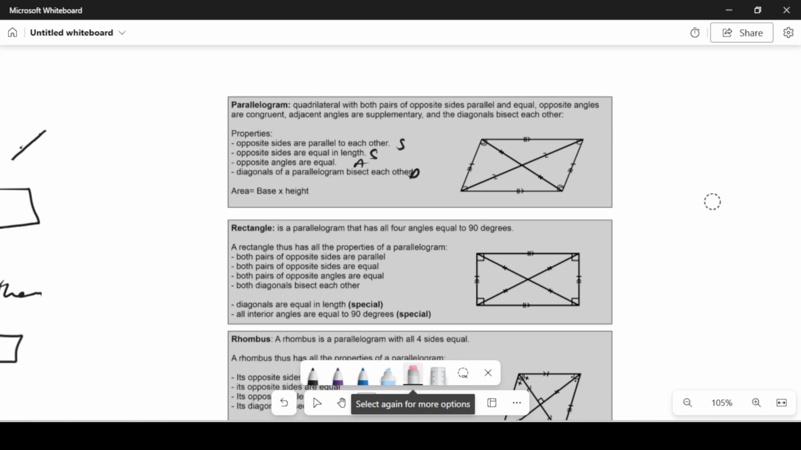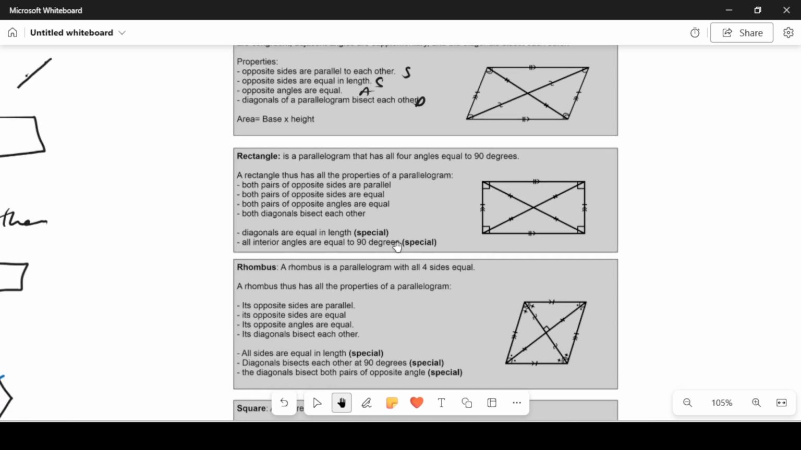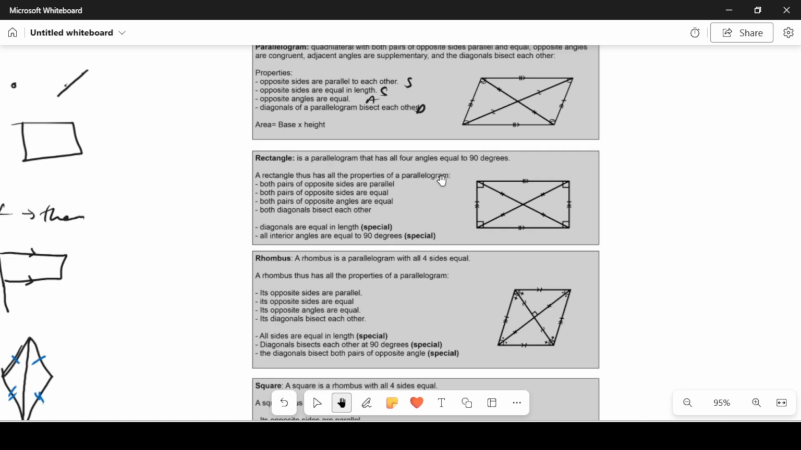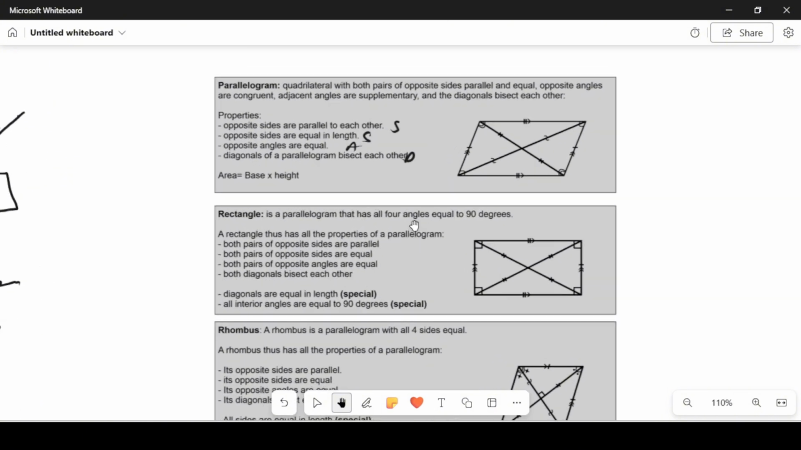Let's talk about a rectangle. A rectangle is a parallelogram that has 4 angles equal to 90 degrees. Okay, a rectangle thus has all of the properties of a parallelogram. Now, this is where the definitions become important. Listen to this carefully, right? A rectangle is a parallelogram that has 4 angles equal to 90 degrees. It is a parallelogram, therefore all of these properties here can transfer down here, isn't it?